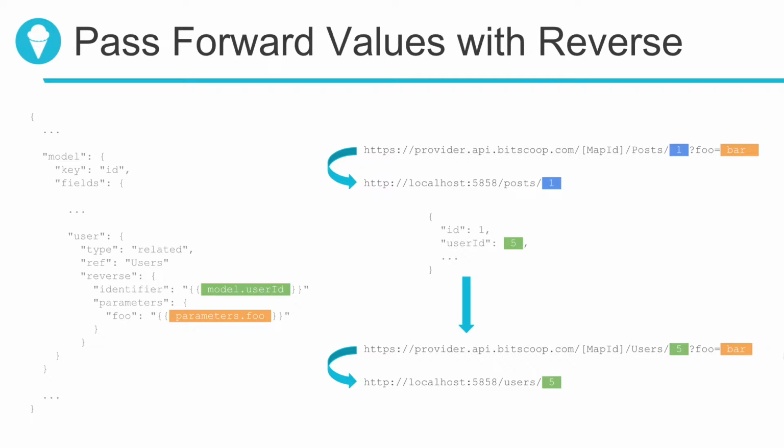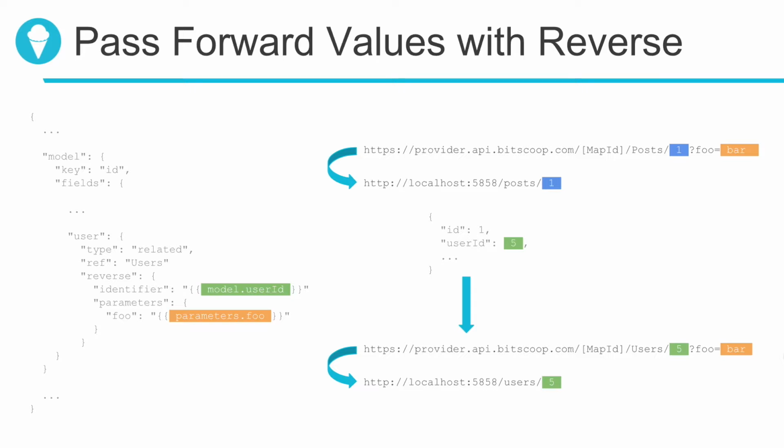So let's touch really quickly on the reverse, just so you can have a visual representation of what's going on here. Notice that this isn't quite exactly the same thing. We also included some parameters in this particular reverse, just to show an additional feature. But what you can see over in the top right is the initial call that we made to a single post. So provider API, bitscoop.com, the provider map ID /post/1 with a query parameter foo equals bar. That manifests based on our provider map into a call to our data provider at localhost 5858 /post/1. And we get the result back, which has a user ID of say 5.